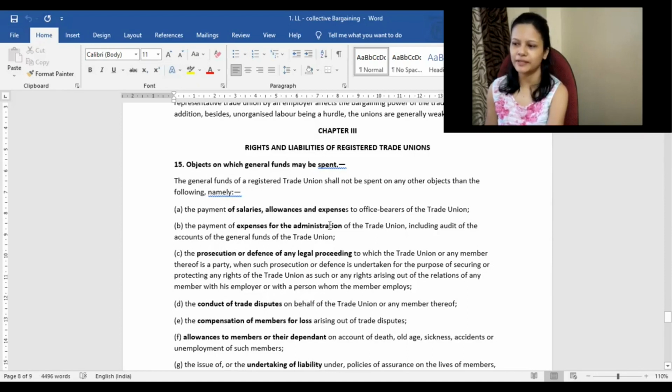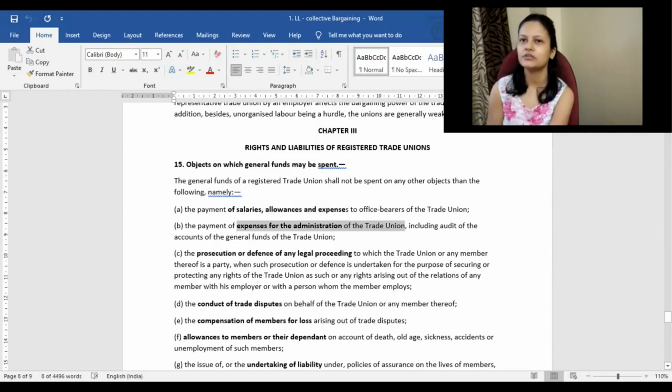Then payment of expenses for administration of the trade union, including audit of accounts of the general fund of the trade union. So if auditing is needed every single year, whatever amount is spent for that purpose will come from the general fund because it relates to their administration. If they need to pay some fees for renewal of registration or some other formalities because they are a registered body, those administration related expenses also will come from the general fund itself.